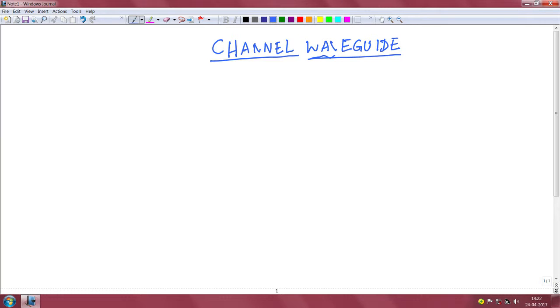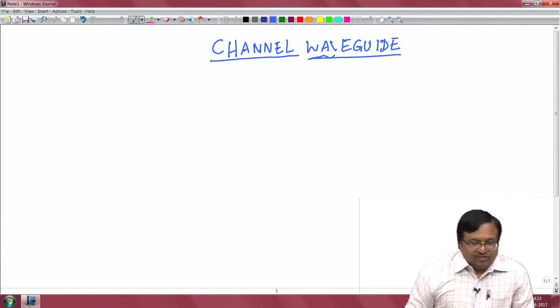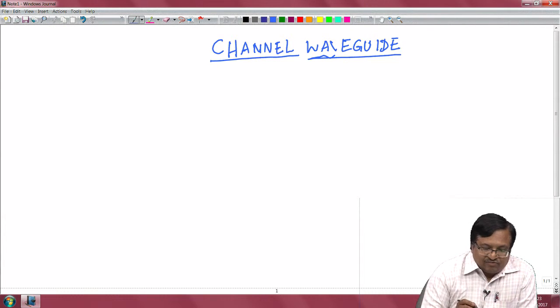So, channel waveguides are the main elements of integrated optical circuits which can be used to connect different components, and also they can be used to make many devices.